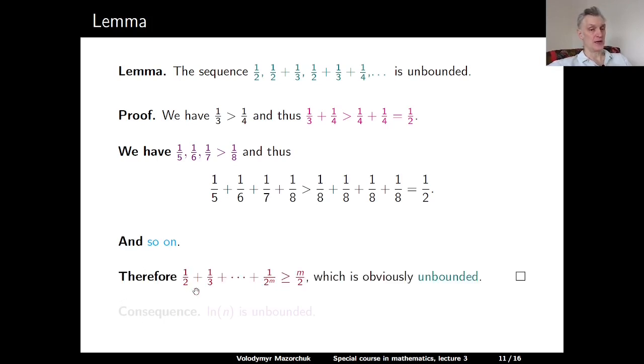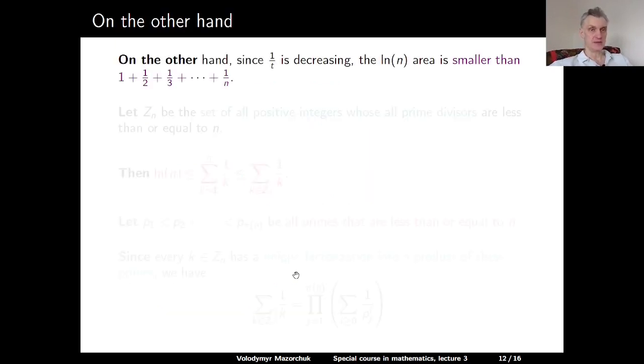Therefore, 1/2 plus 1/3 plus and so on plus 1 divided by 2 to the power m is greater than or equal to m divided by 2, and this is of course unbounded. Consequently, the logarithm of a positive integer n is an unbounded sequence. On the other hand, again, since 1 divided by t is a decreasing function, the natural logarithm of n, that's the area under the function, is smaller than 1 plus 1/2 plus 1/3 plus and so on plus 1 divided by n.